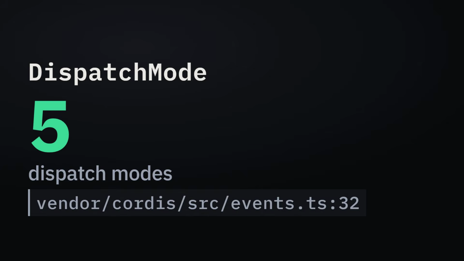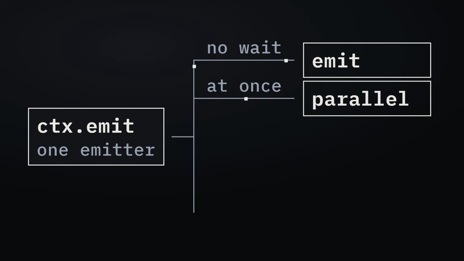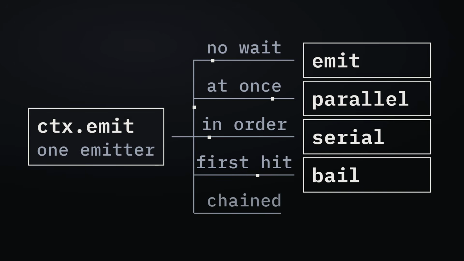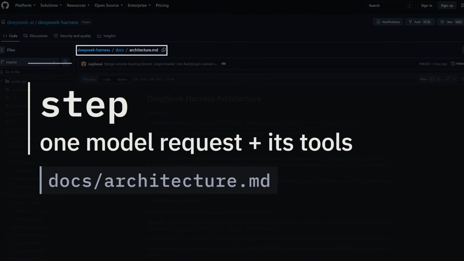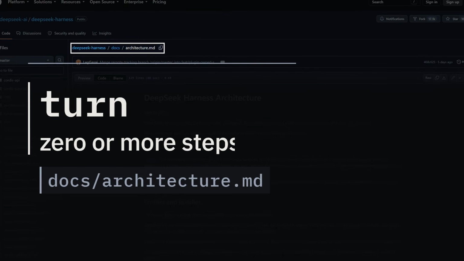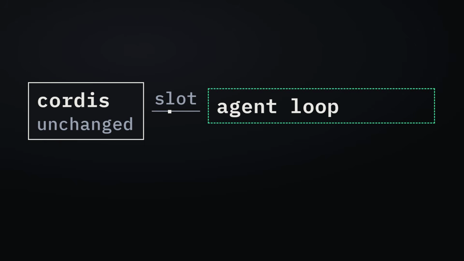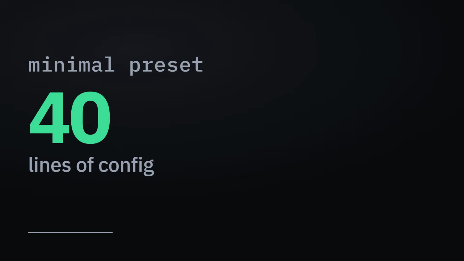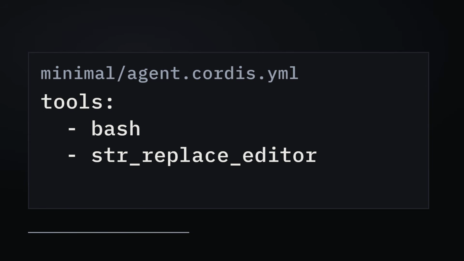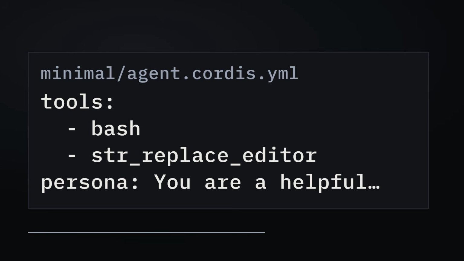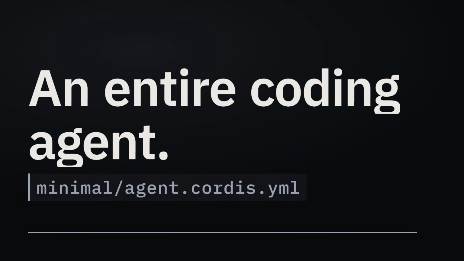Events dispatch 5 ways: emit, parallel, serial, bail, waterfall. And the loop on top of it is 2 words you need. A step is one model request plus the tools it calls. A turn is 0 or more steps. Their words, not mine. And the loop itself is a plugin. You can replace it. Their own minimal preset proves it. 40 lines of config. 2 tools. A persona that reads, "You are a helpful software engineer assistant." That is an entire coding agent, written as a config file.